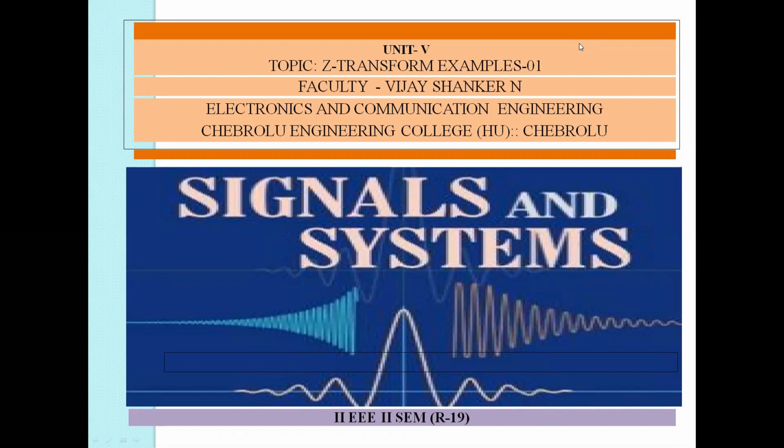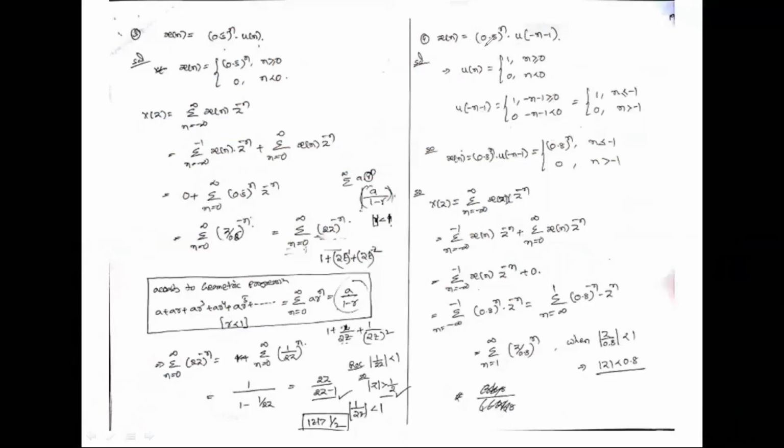Today, we are going to discuss examples of Z transformation. In the last class, we completed up to a power n u of n. In the previous class, the example is 0.5 whole power n u of n. Coming to the next one, a power n u of minus n minus 1, and the next one, x of n equals 0.5 whole power n u of minus n minus 1.